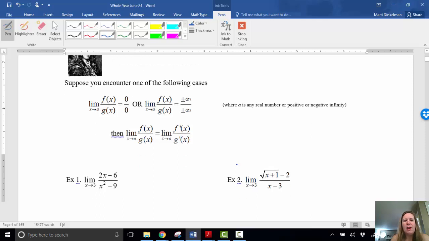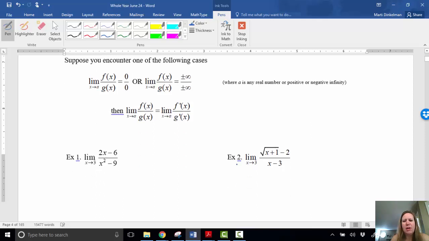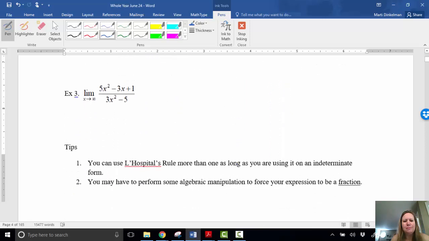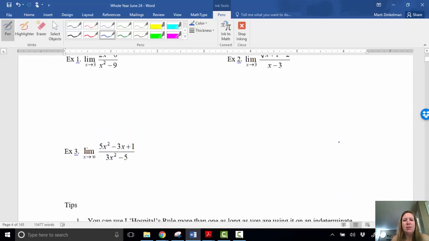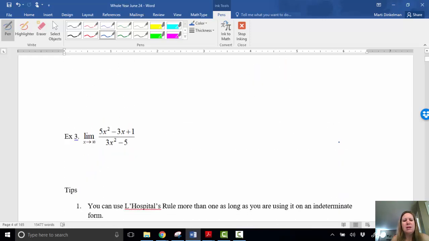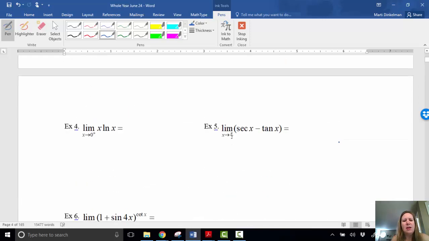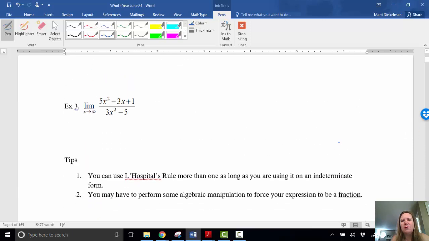Again, we want to make sure that we have an indeterminate form. So make sure it's an indeterminate form before you do L'Hopital's, and you can do it more than once, but just make sure every time you're checking that it's in that form. And even in those ones where it's like infinity minus infinity, we really need it to be rational. We need it to be a fraction, so we might have to force it to be that way a little bit.